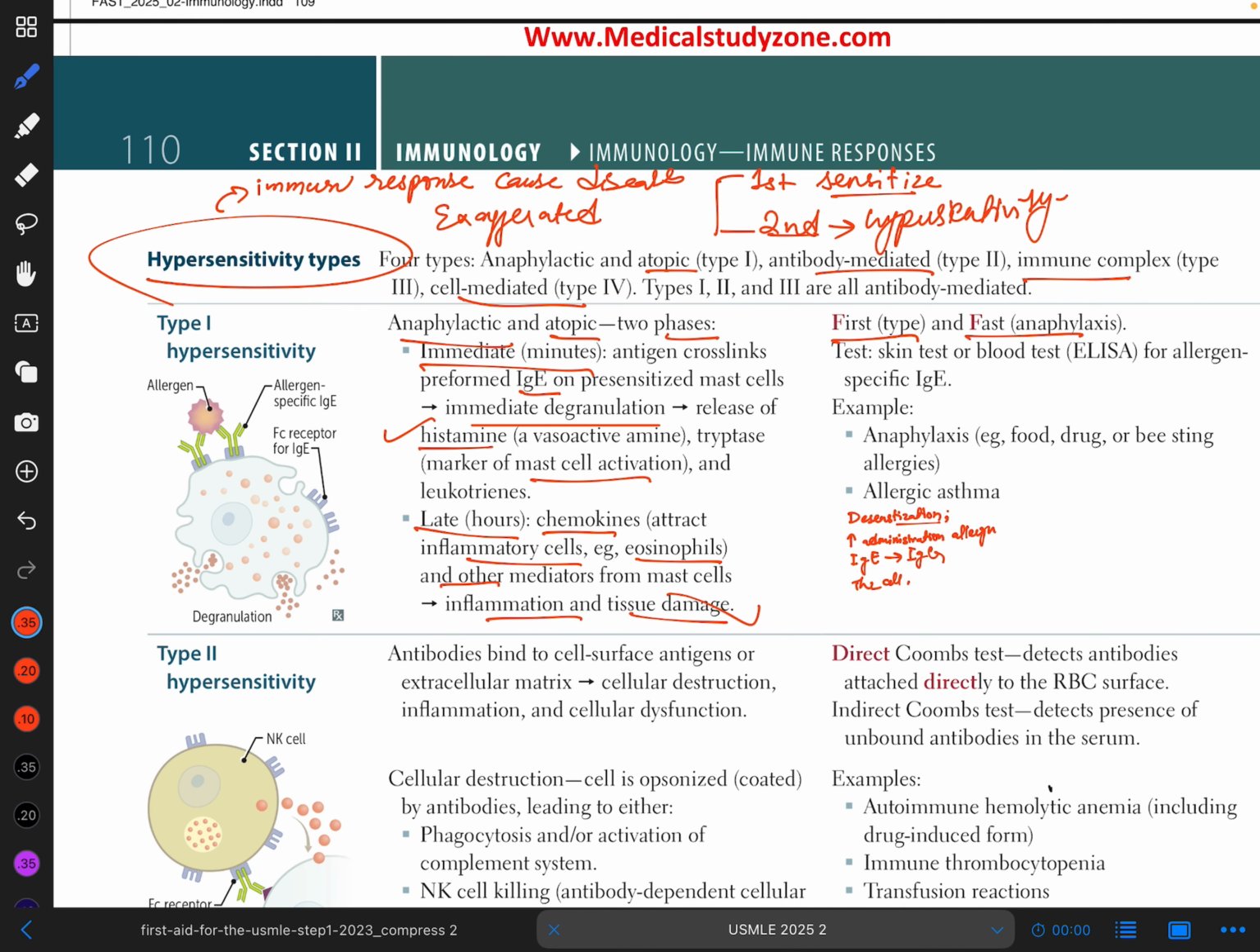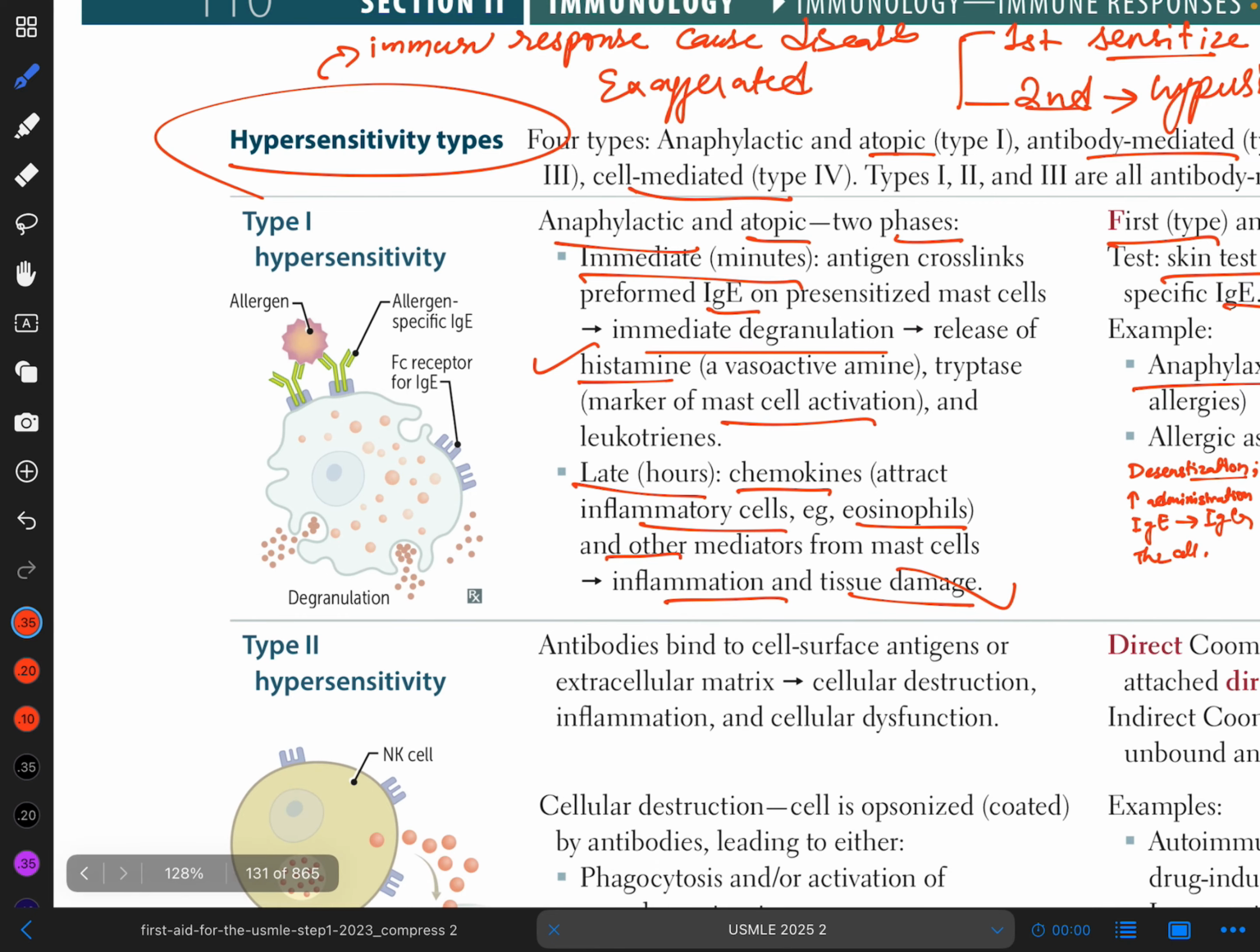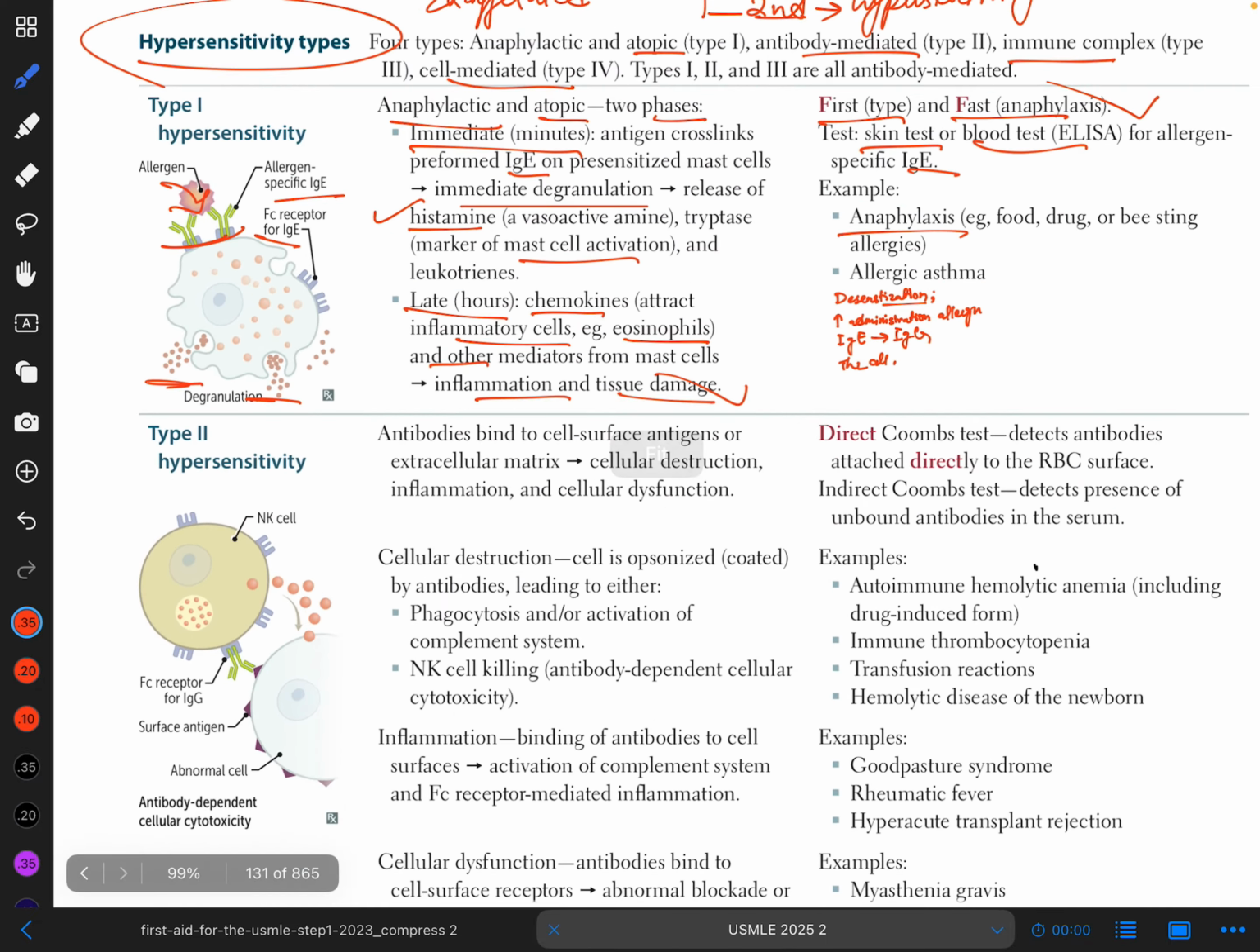The first type is fast and anaphylactic. For the test, we use a skin test by giving an intradermal injection, and a positive response shows wheal formation. For blood, we use ELISA for allergen-specific IgE. Examples are anaphylactic reaction and allergic asthma. In the diagram, the allergen comes and attaches to the allergen-specific IgE antibody, binds the Fc receptor for IgE, and there will be degranulation of mast cells.